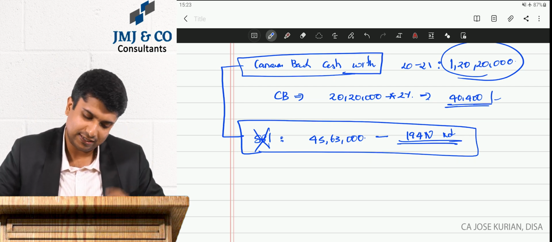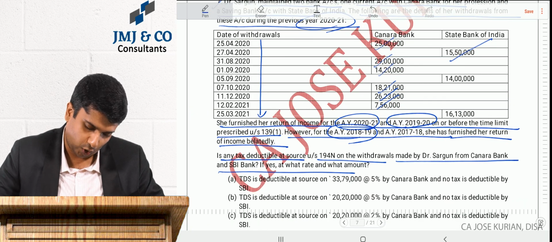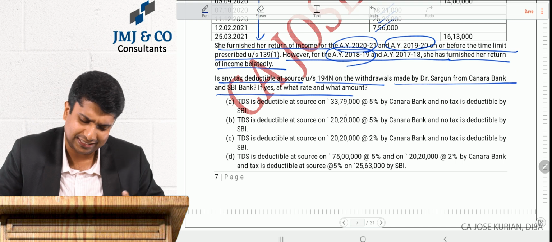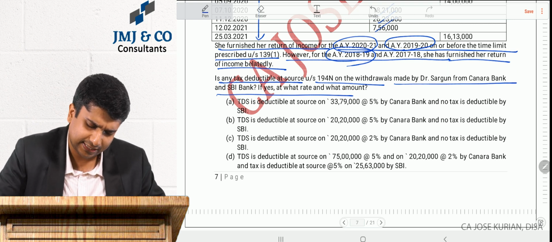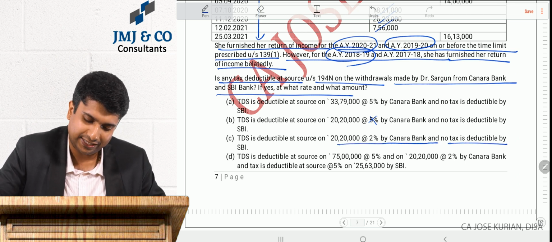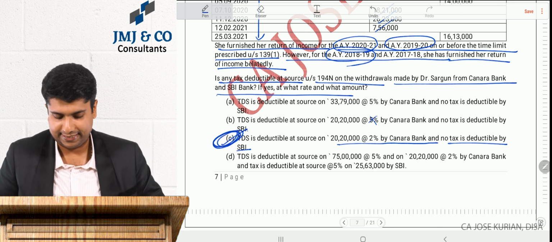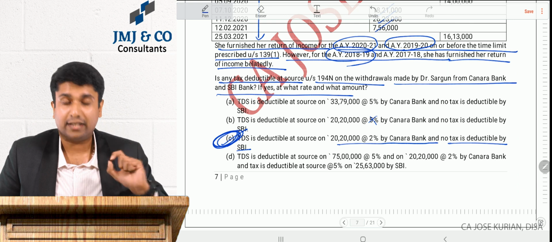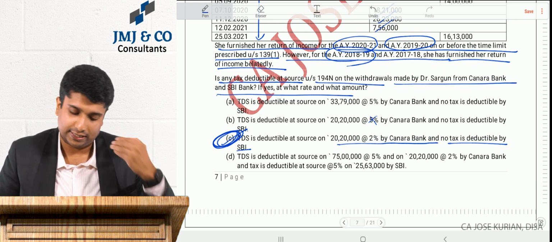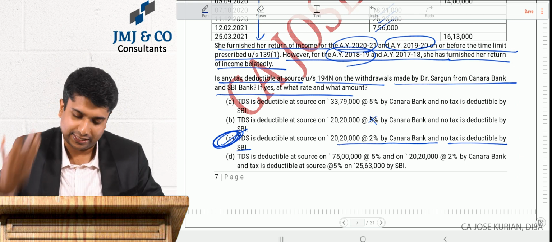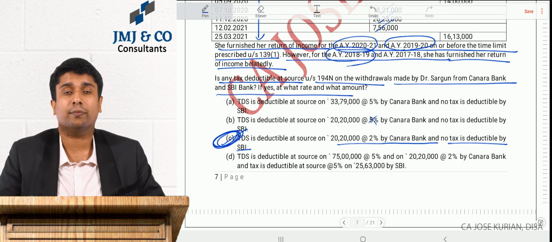Alright. So friends, the answer to the question. Now let's move on to the options. Option A: TDS is deductible at source on 33 lakh 79. No. Option B: TDS is deductible on 20 lakh 20 at 5%. No. Option C: TDS is deductible on 20 lakh 20 at 2% by Canara Bank, and no TDS is deductible by SBI. So this is the right answer. C is the right answer because TDS is deductible at 2% over and above 1 crore, that is 20,20,000, by Canara Bank. Canara Bank is the deductor. And in the other case, SBI, no tax is required to be deducted by SBI.